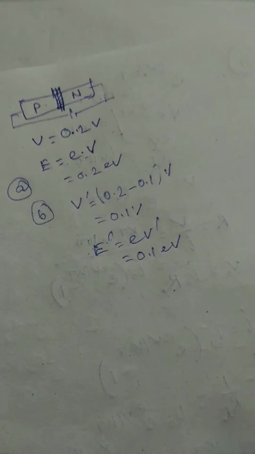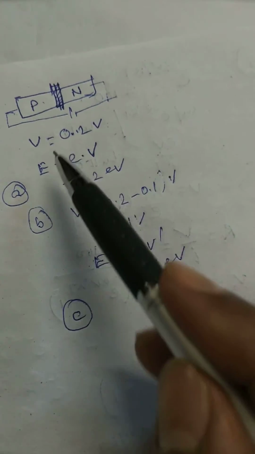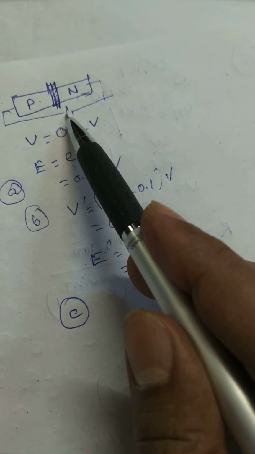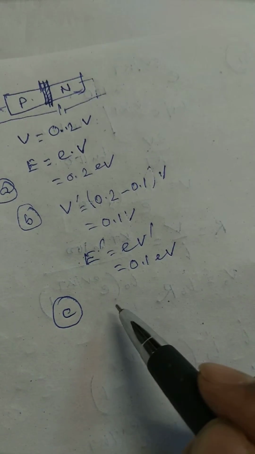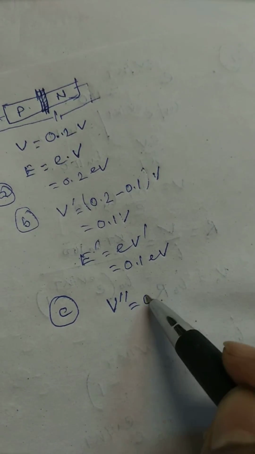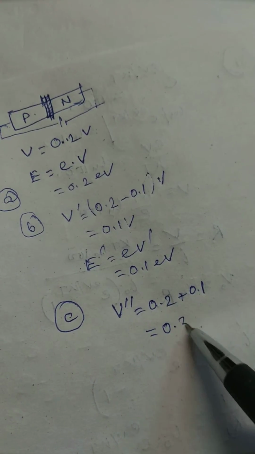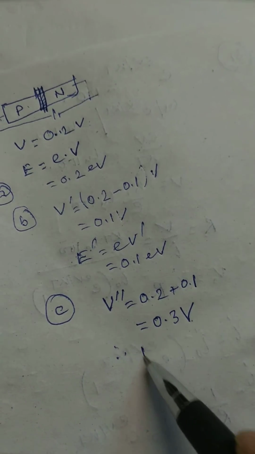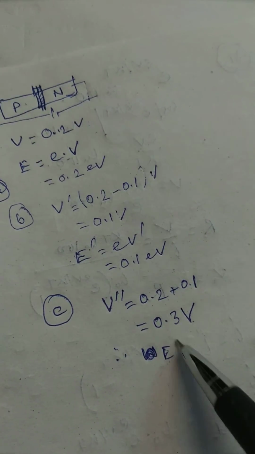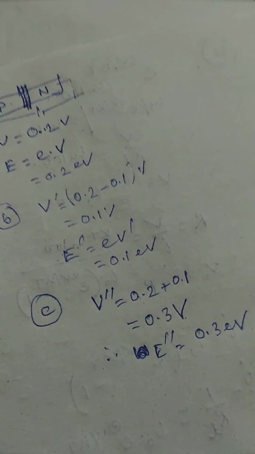In case C, it has been told that it is being reverse biased by 0.1 volt. Now the battery, instead of positive here, it is negative. So actually the biasing voltage increases to 0.2 plus 0.1. So the new potential barrier becomes 0.3 volt, right? So the energy the hole should have is E double dash, equal to 0.3 electron volt. This is the explanation.